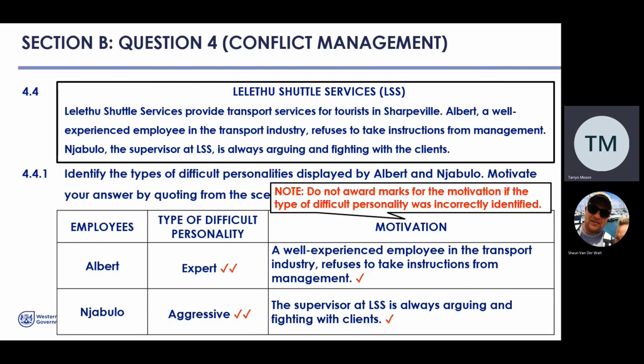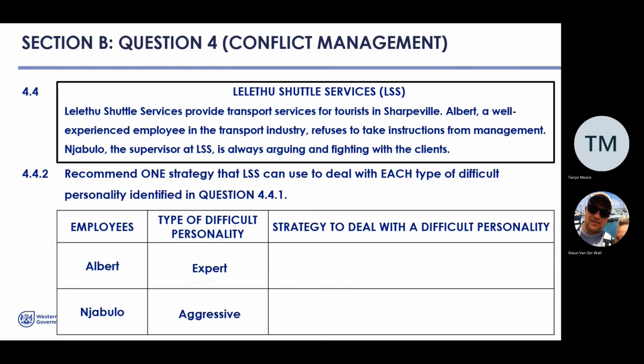Do not award marks for the motivation if the type of difficult personality was incorrectly identified. Grade 12s, if you give us aggressive here and expert here, you will get it wrong. You will not be awarded if this is incorrect. The motivation can be correct, but if the personality that you have identified is not correct, you will not be awarded the mark.